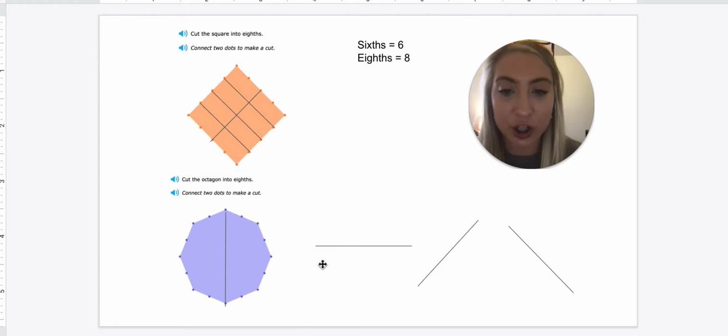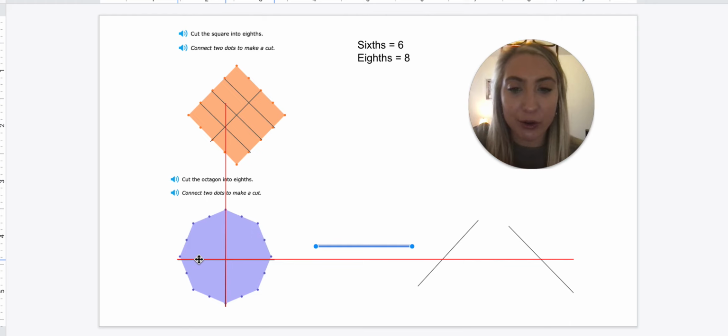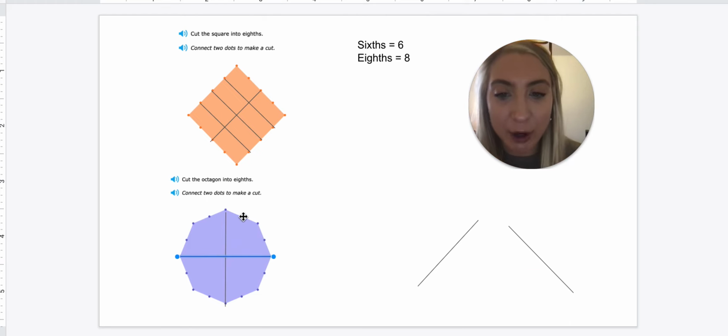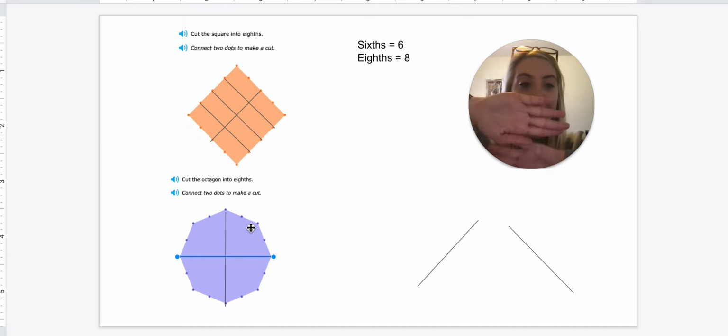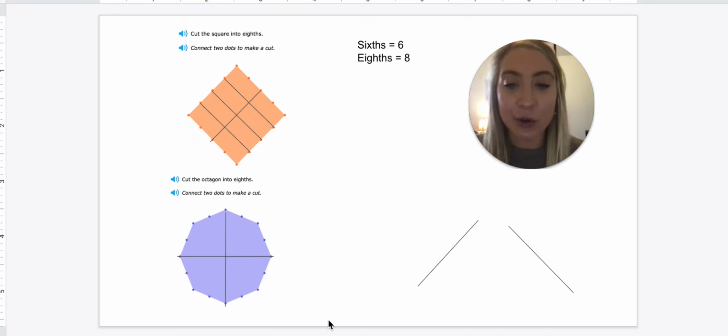So 1 part, 2 parts, and then I'm going to cut it again right across the middle. And I can tell that it is the middle because I have 1, 2, 3 dots over here, 1, 2, 3 dots down here. So it's the same above and below. But that's only fourths. Now we have to cut it into eighths.